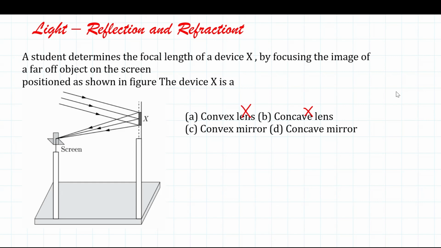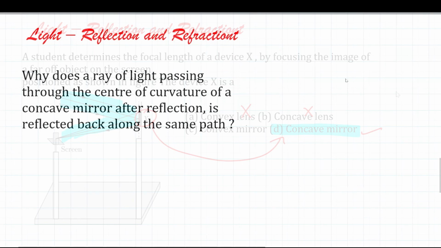Next, we can see the rays of light coming from here getting converged at a point. You can see they are converging at a point. Converging can be done only by a converging mirror. And what is a converging mirror? A concave mirror is called the converging mirror. So we'll say that option D is correct. The device X has to be a concave mirror.